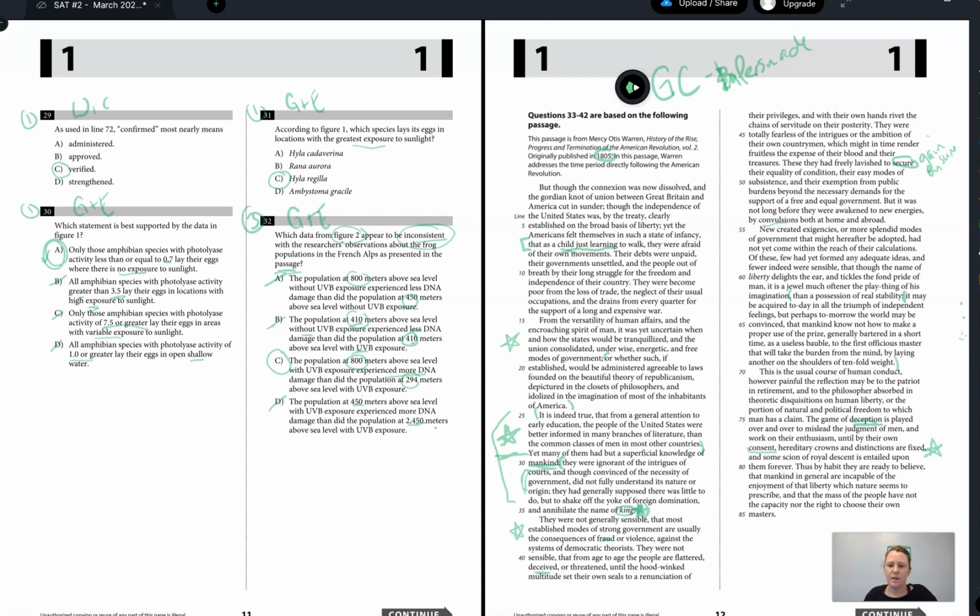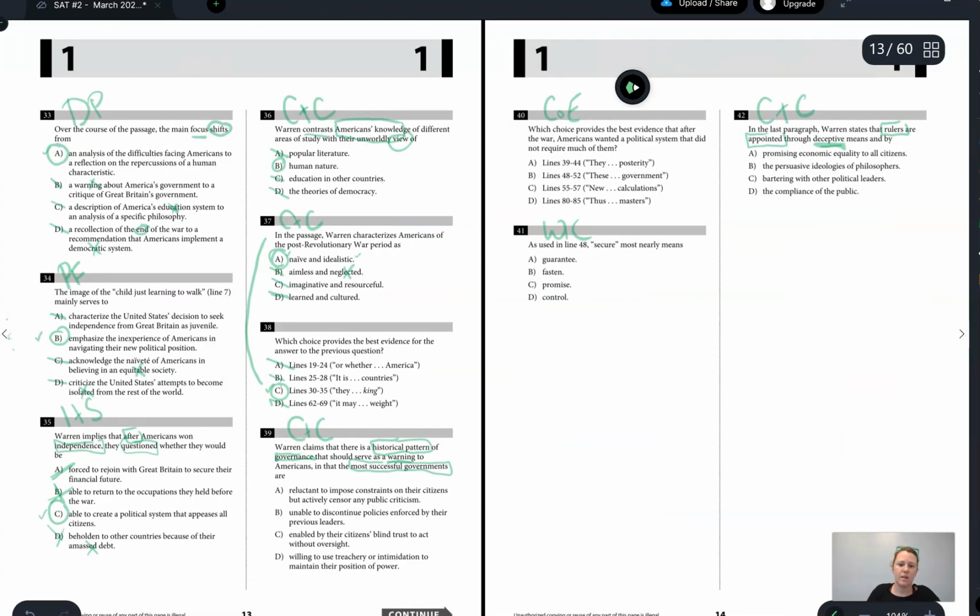Like we marked something here. Most established modes of government are usually the consequence of fraud or violence against the system of democratic theories. Okay, well, let's see if we can find something that talks about being the result of fraud or violence. Reluctant to impose constraints on their citizens. All right, I don't see that. Unable to discontinue policies enforced by their previous leaders. I don't see anything about previous leaders, at least in that section. Enabled by their citizens' blind trust to act without oversight.